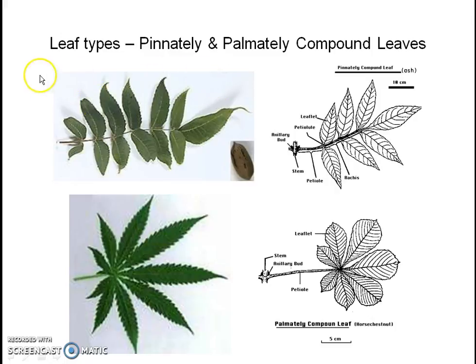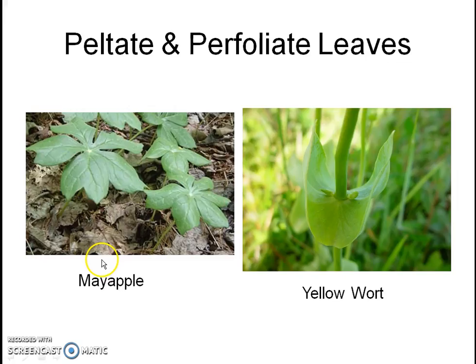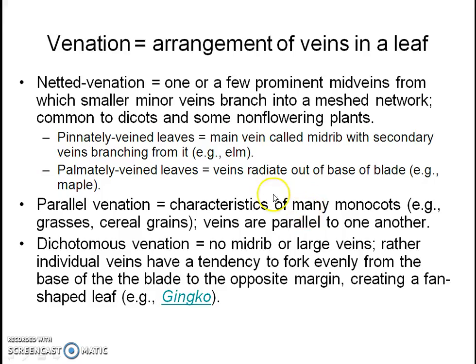Leaf types: pinnately compound and palmately compound leaves. This type of leaf is known as a pinnately compound leaf, and this type is known as a palmately compound leaf. Peltate and perfoliate leaves. This is an example of mayapple, which is called a peltate leaf, and this is yellowwort, which shows perfoliate leaves. This is a perforation of the leaf.